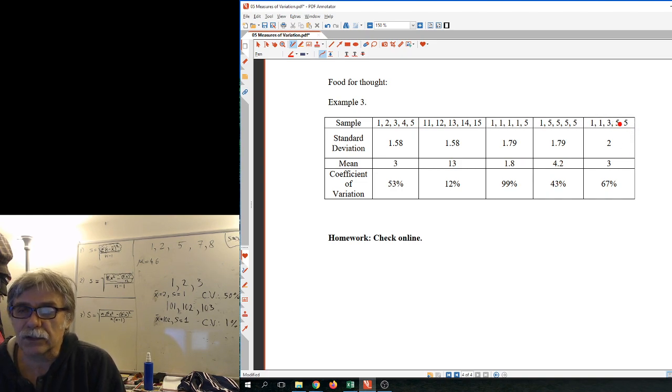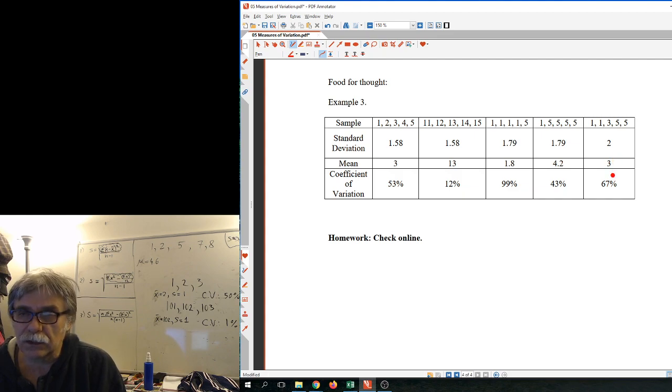And for this sample, I added another one: 1, 1, 3, 5, 5. The mean is 3 again, but it's a different sample than the first one, 1, 2, 3, 4, 5. Slightly different, right? You have 3 as a central value, which is a mean again. But now the other values are further away. 1, 1 as opposed to 1, 2. 2 is closer to 3 than another 1 is. And so you get more of a standard deviation. Instead of 1.58 as in the first sample, you now get 2. You can calculate it yourself to convince yourself.